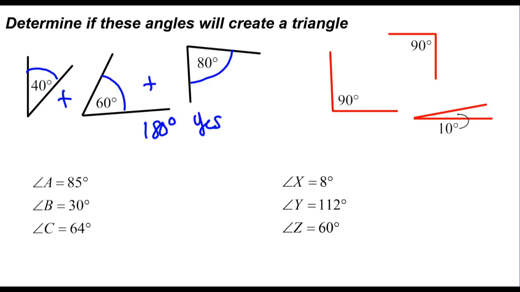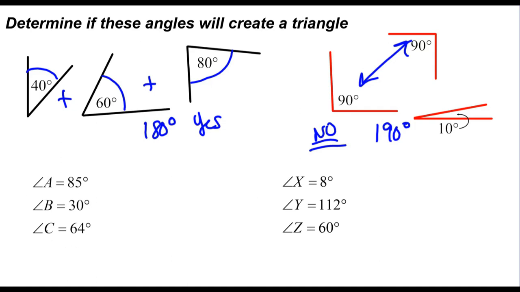Next, I have 90 degrees, 90 degrees, and 10 degrees. This is impossible because when I add these together, I get 190 degrees. And that is too much. So you can see if I tried to put these two together, I'm actually just going to create a square, and I'm not going to be able to get a triangle out of that. So this is a big no. Can't create a triangle out of those three angle measurements.